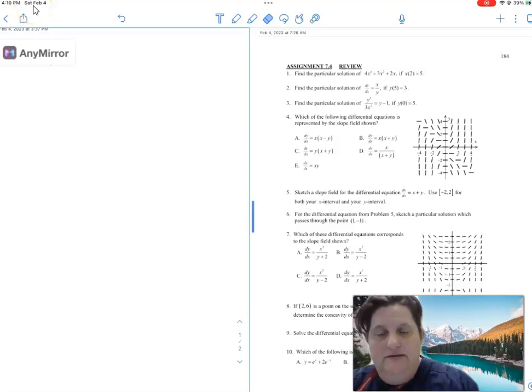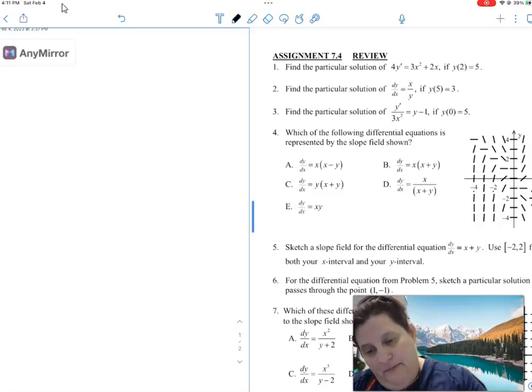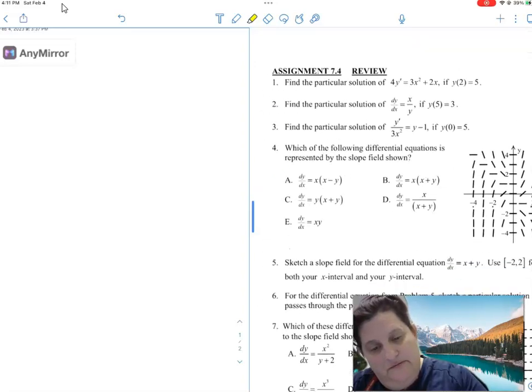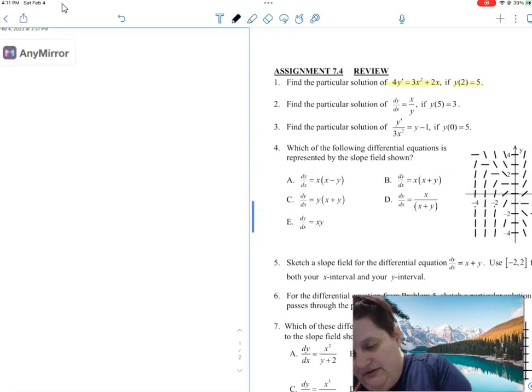All right, you guys, let's go ahead and look at this review I gave you, 7.4 review. Find the particular solution of, and then it gives me this equation, and the point y of 2 equals 5. I'm going to need a little more room than what's on here, so I'm going to come over here. Remember y prime is dy/dx, and that's 3x squared plus 2x, and y of 2 is 5.